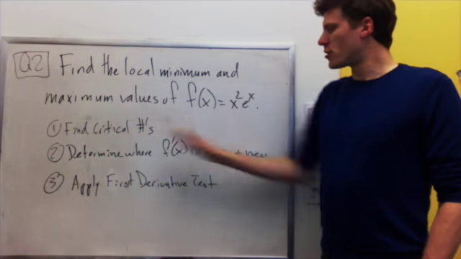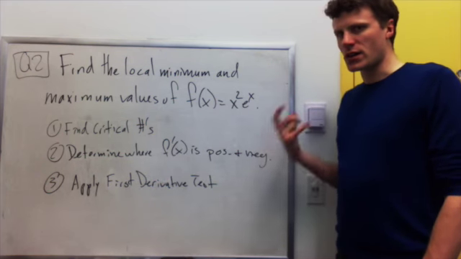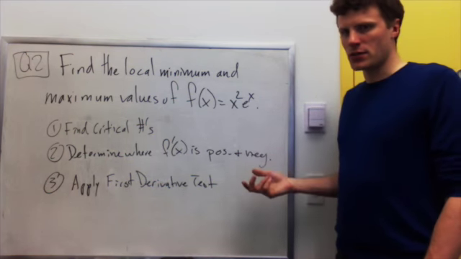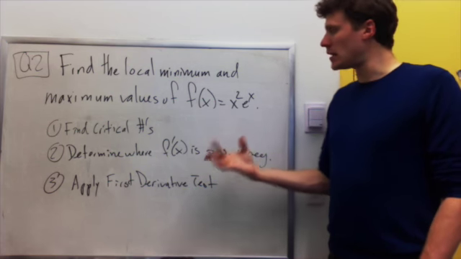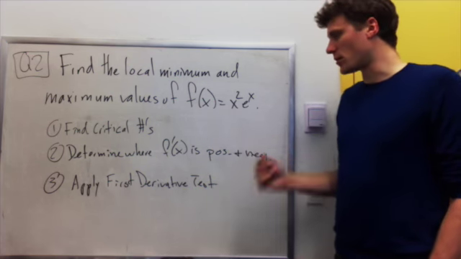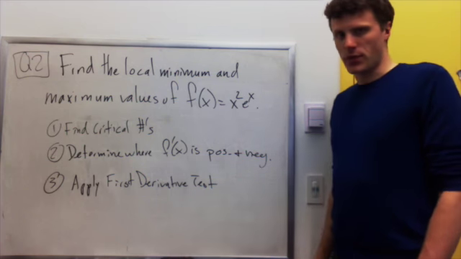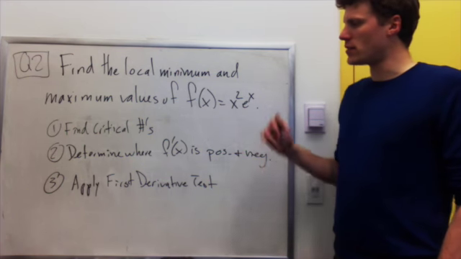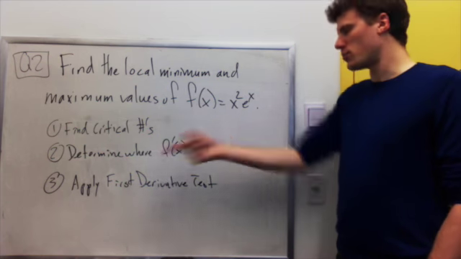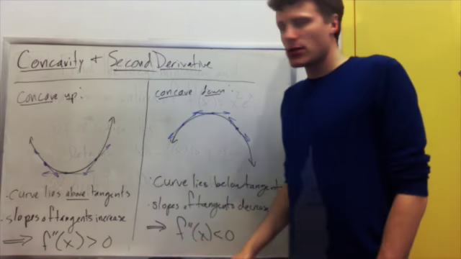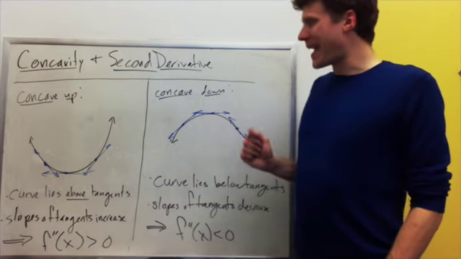Second, determine where f prime is positive and negative. It will always be positive or always negative between any two consecutive critical numbers. 3, apply the first derivative test, seeing how the sign of the derivative changes as we pass by critical numbers. Okay, so the next concept we're going to talk about is concavity.